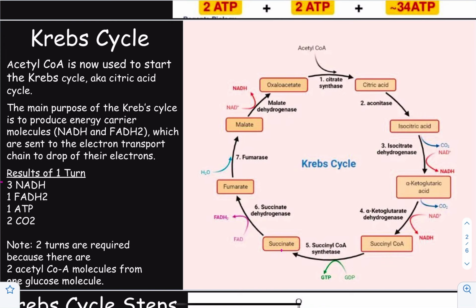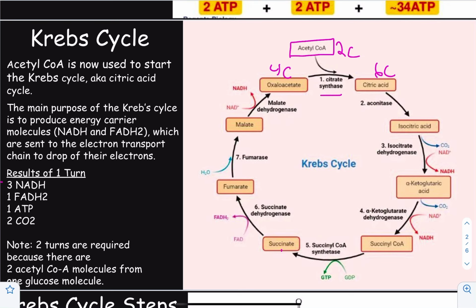So we start with the end product of pyruvate oxidation, which is a 2-carbon molecule called acetyl-CoA. It joins with a 4-carbon molecule called oxaloacetate with the help of the enzyme citrate synthase to form a 6-carbon molecule called citric acid, hence the name citric acid cycle, after the first molecule formed.